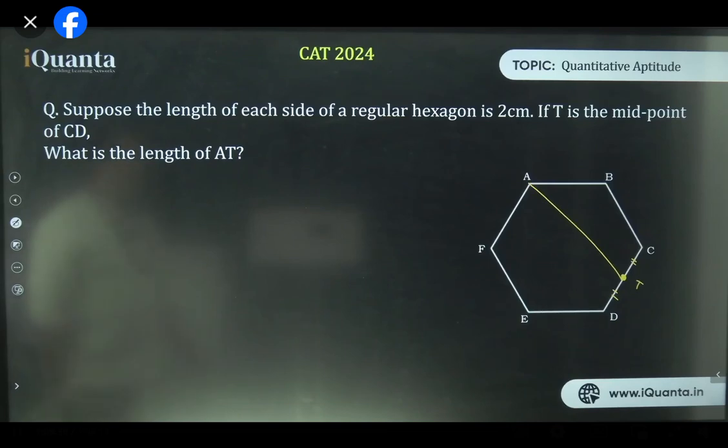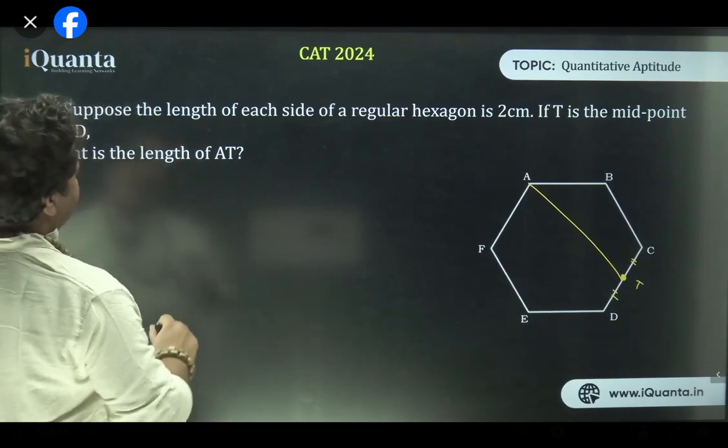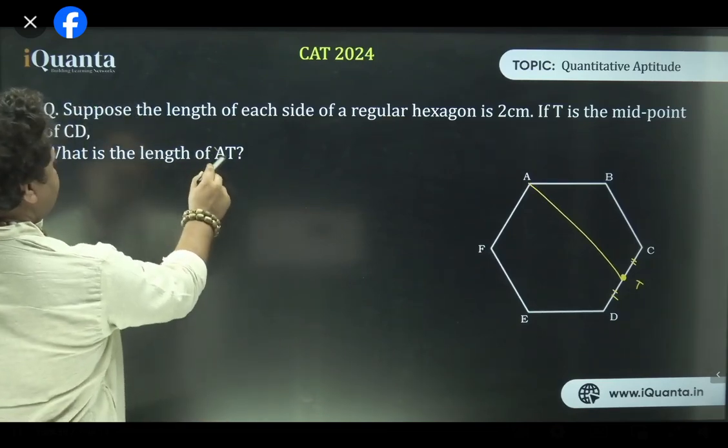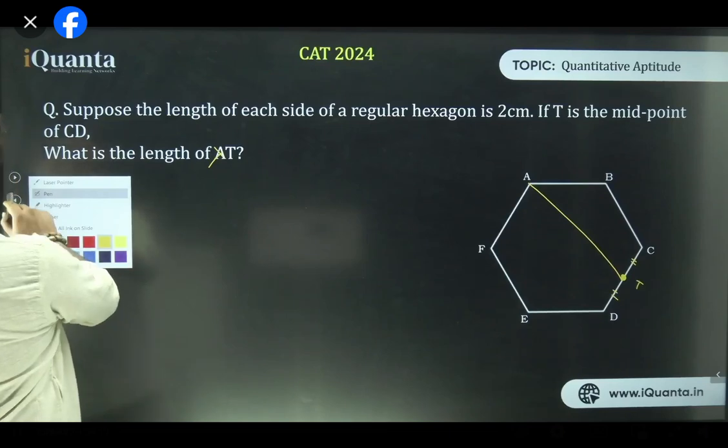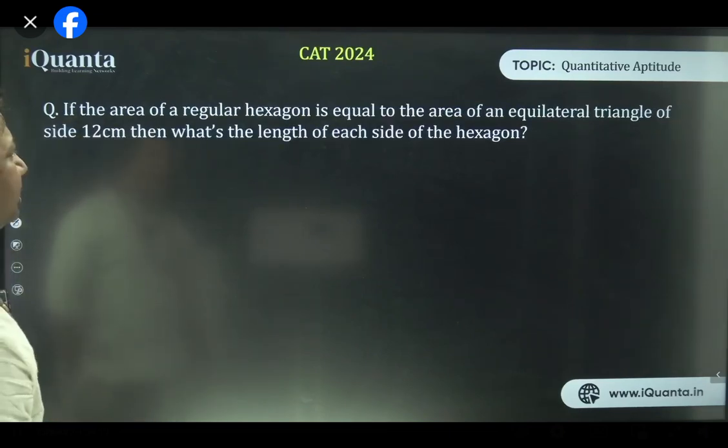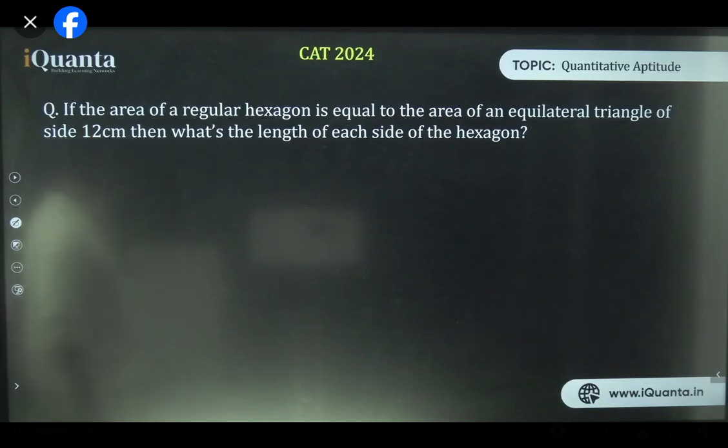There's some problem with this question. The question isn't actually there. It says T is the midpoint of CD, and it is trying to talk about the midpoint of AB. The question is wrong. Let's have another one. Let's do this one. If the area of a hexagon is equal to a triangle of side 12. Yes, do this. This is right. No, 3 will not come. I know how we got 3, but it's wrong. Oh, nice, Yash.